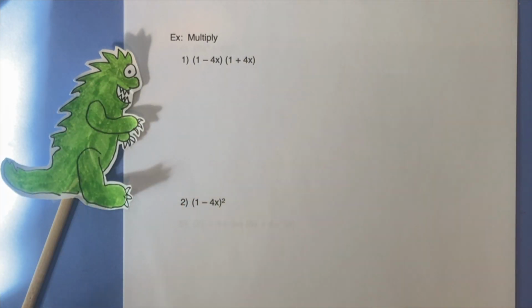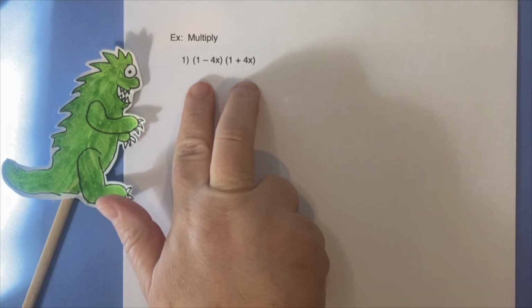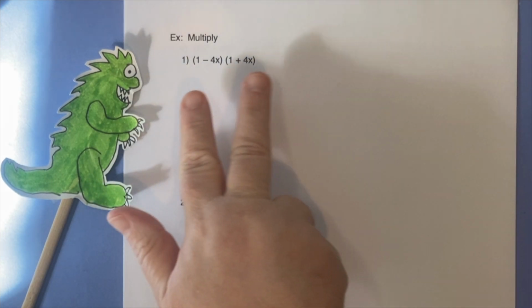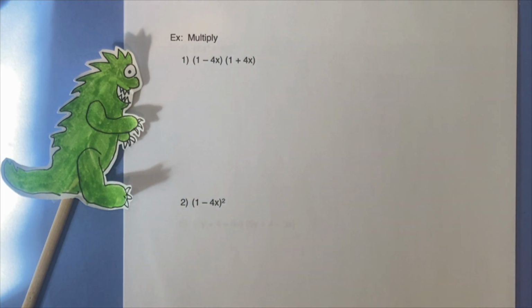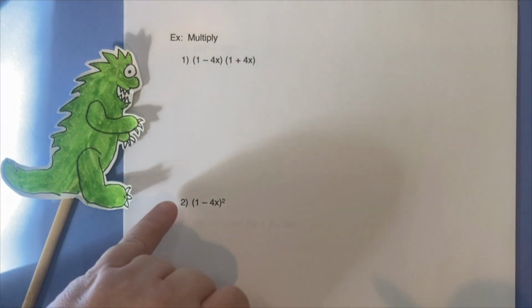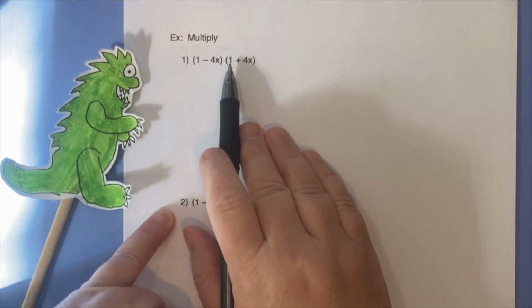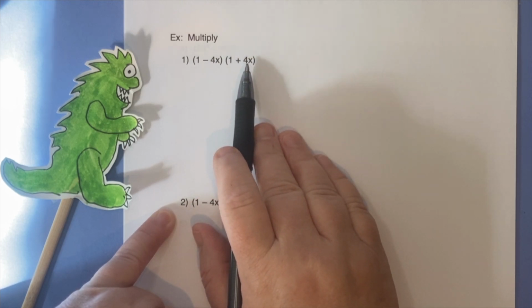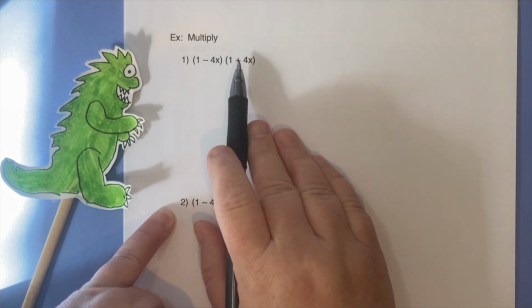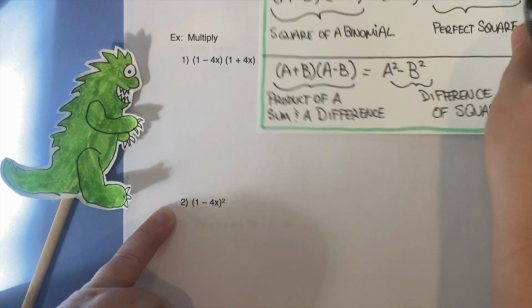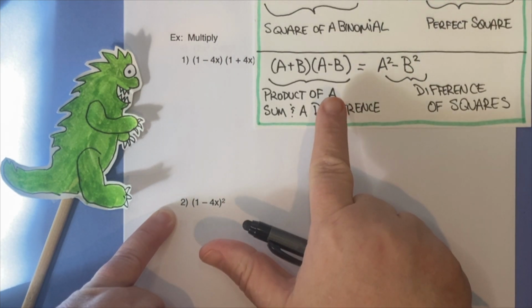So for all of the rest of the problems in this section, it's going to be very important that you decide, are these perfect twins, or are these like fraternal twins that look very similar, but there are some differences? So here I've got 1 minus 4x, and here I've got 1 plus 4x. Since one's a minus, one's a plus, we are in this land.